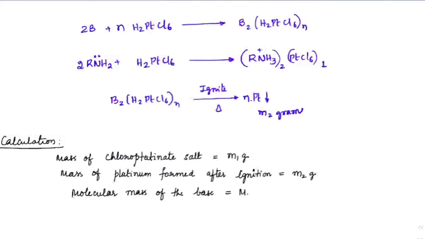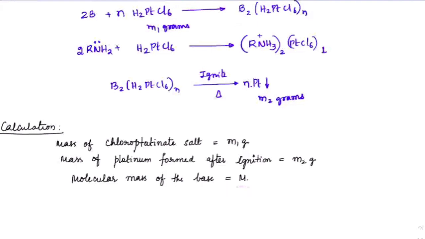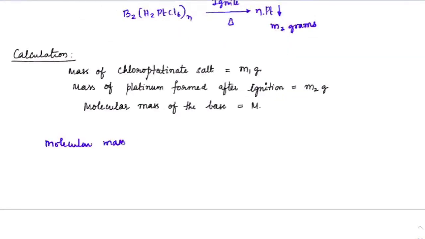Here this is M2 grams, here I have taken it as M1 grams, right? And the molar mass of that base which we are taking is M. Then can I say that the molecular mass of salt, B2H2PtCl6, n times of that will be equal to 2 times the molar mass of the base, plus n times the molar mass of H2PtCl6.